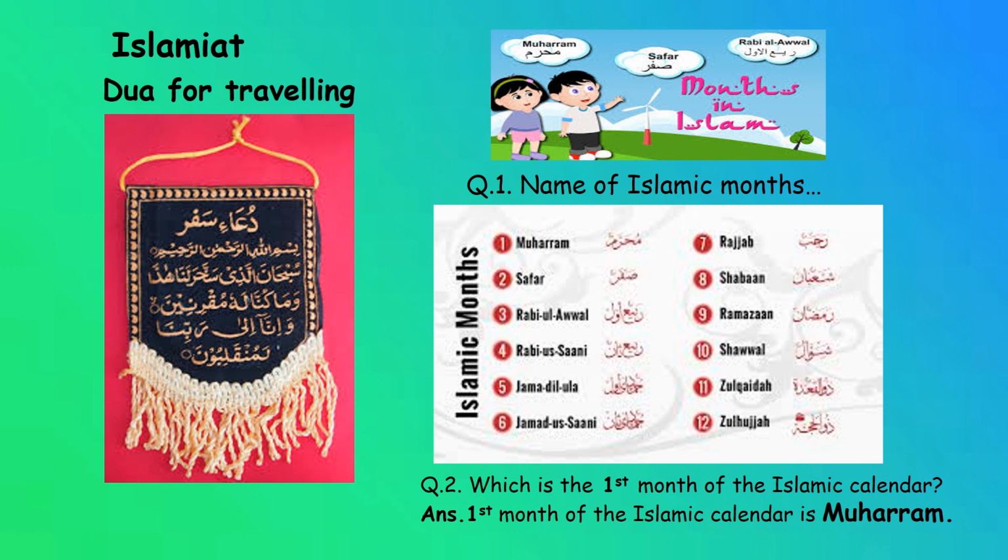Children, as we have done Islamic months in our previous lesson, but we have to revise them again. So question number 1 is name of Islamic months. As we all know, there are 12 Islamic months.